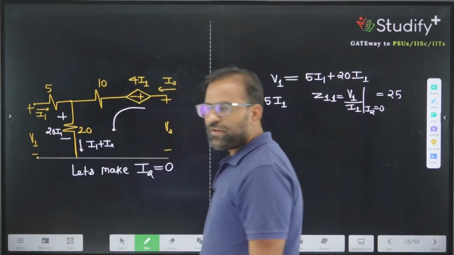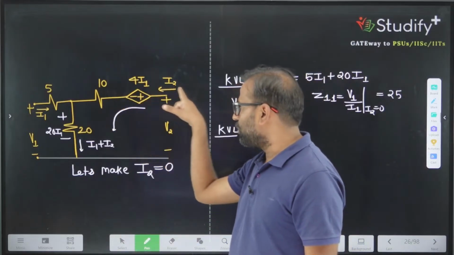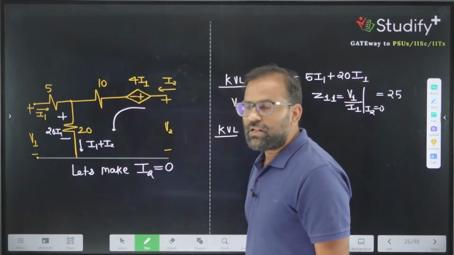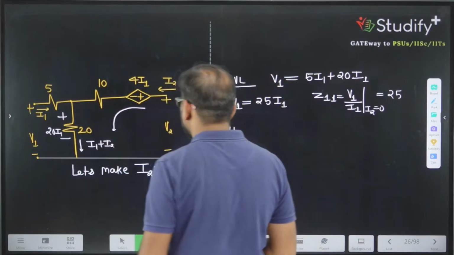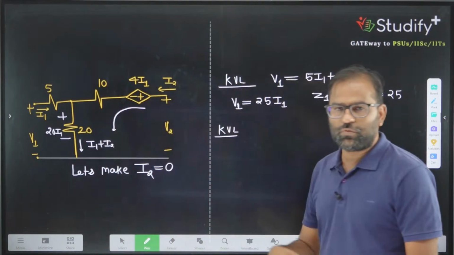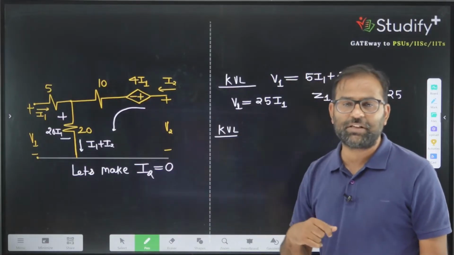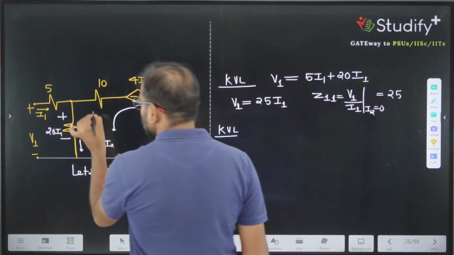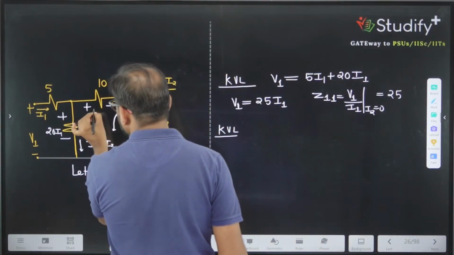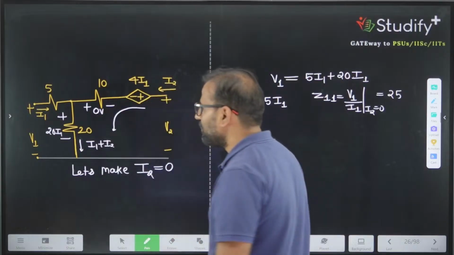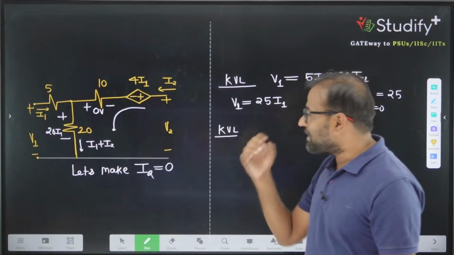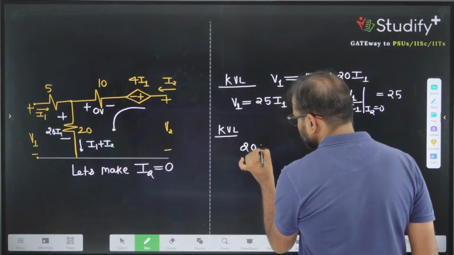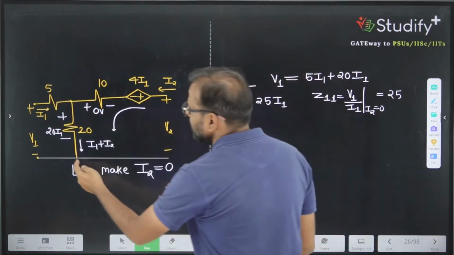If 20 times I1 is the potential, we can apply the loop in these three components. This branch is open. Don't think that V2 is the source voltage. No, V2 is the voltage measured, a dependent variable, meaning you have a measuring device. If I make this current equal to 0, the potential drop across the 10 ohm is also 0. If this value is 0, from here you can write this value as 20I1.